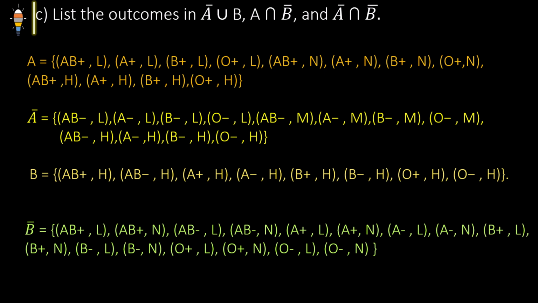Then part C lists the outcomes in A complement union B, A intersection B complement, and A complement intersection B complement. In part B, I explained a similar situation. So you can find these 3 events using these 4 events.